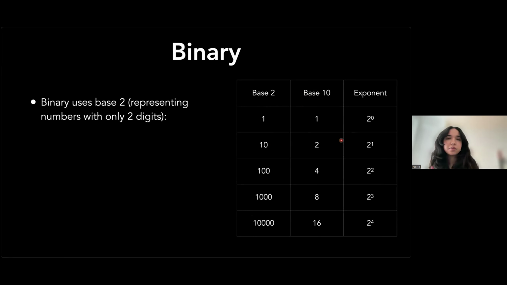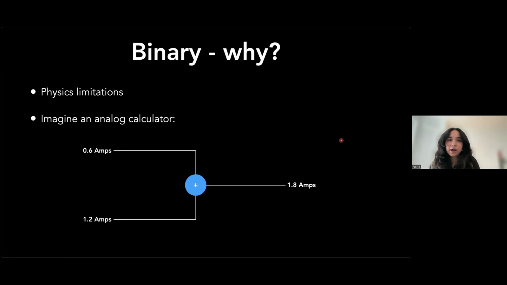And so you may ask yourself, why are we doing this? Why do computers use binary when it is so much easier for us to understand 1, 2, 3, 4, 5, 6? Well, it really all boils down to physics and hardware limitations.